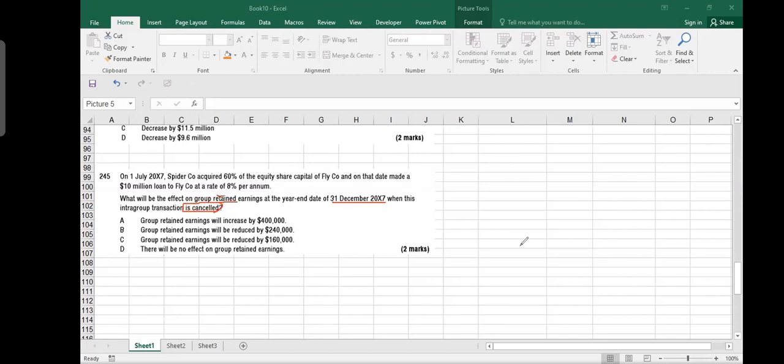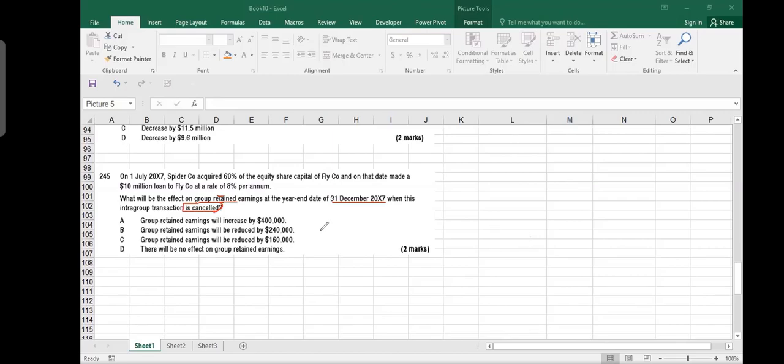On 1st July 2007, Spider Company acquired 60% of the equity share capital of Fly, and on that date made a 10 million loan to Fly Company at a rate of 8%. Oh, so that's an intragroup loan. And on an intragroup loan, there is interest which has been received or paid, and that intragroup interest should also be subtracted. So that intragroup interest you have to just subtract, cancel it out.